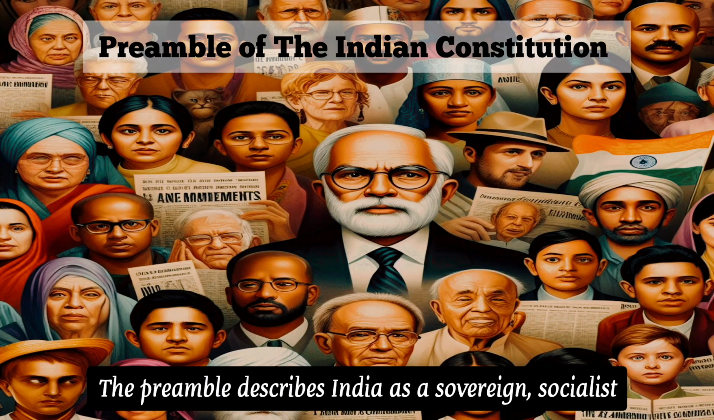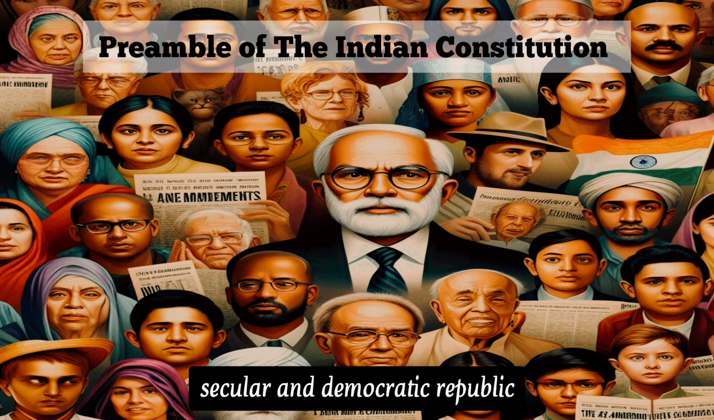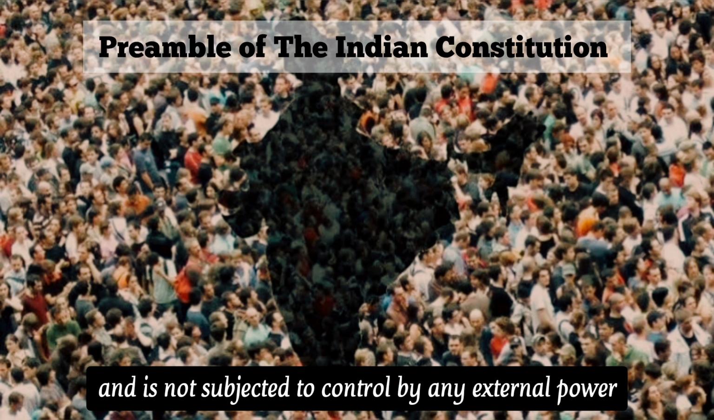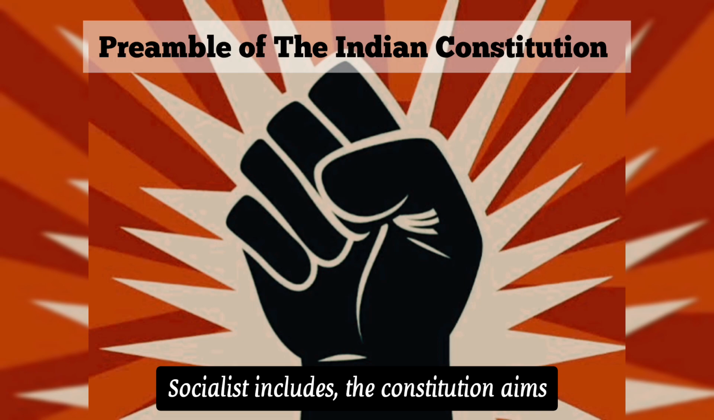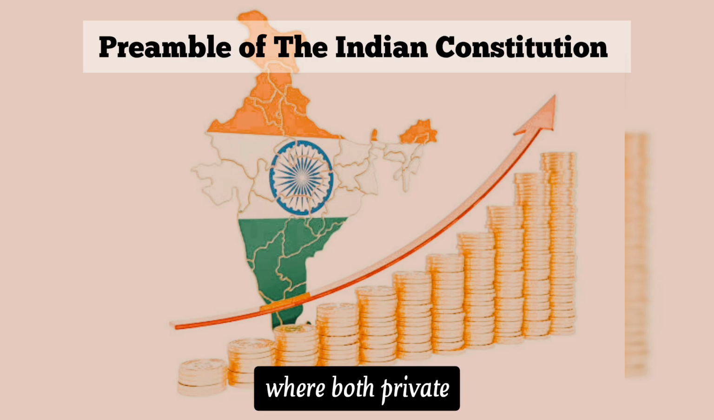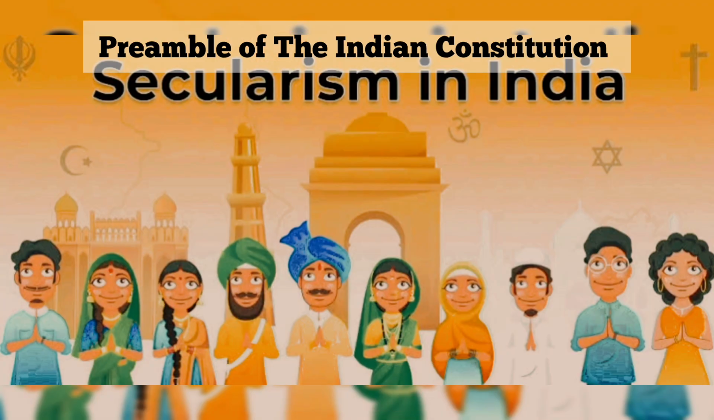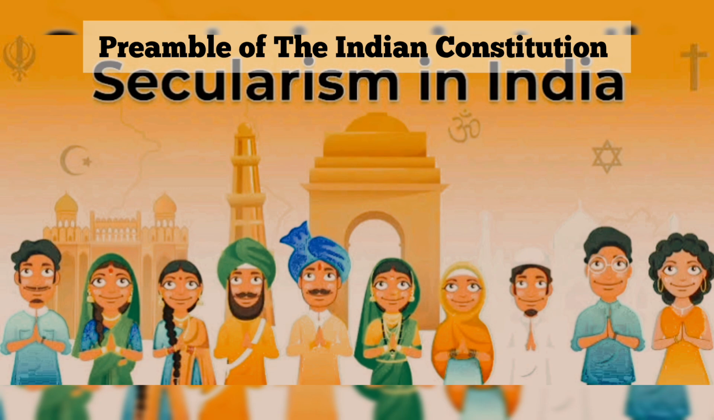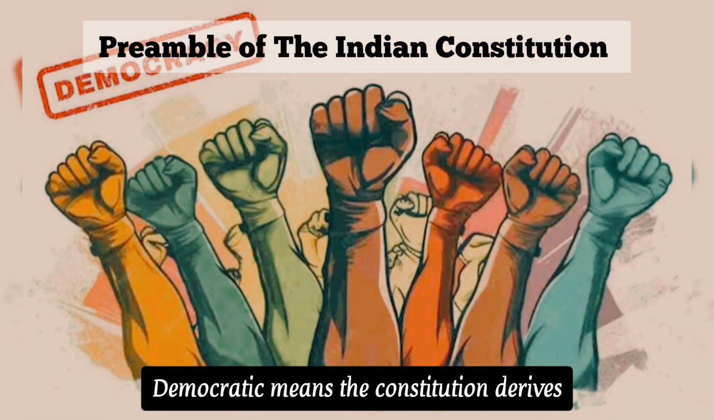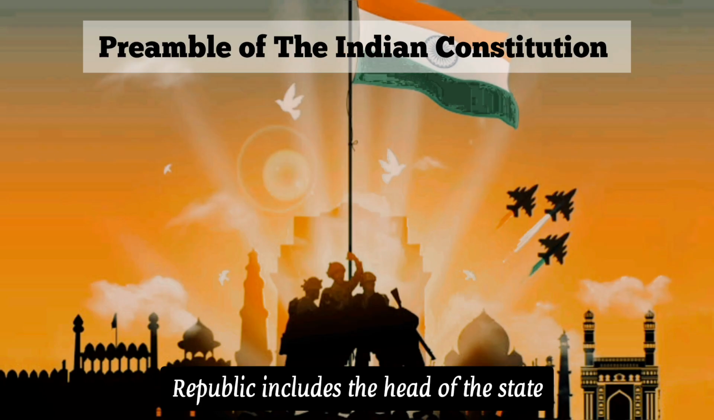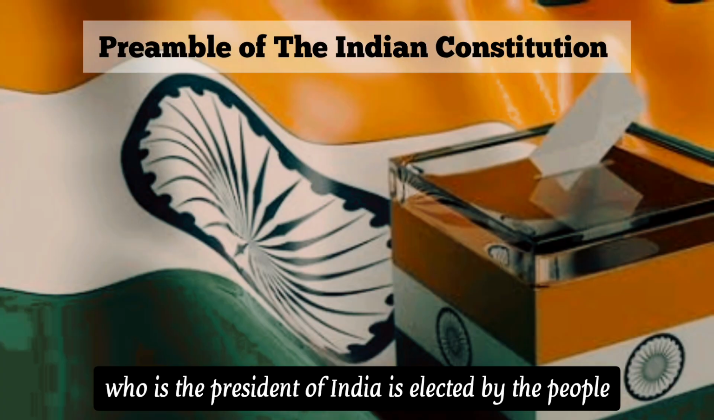The Preamble describes India as a sovereign, socialist, secular and democratic republic. Sovereign means India has its own independent authority and is not subject to control by any external power. Socialist means the Constitution aims to achieve socialist ends through democratic means, promoting a mixed economy where both private and public sectors coexist. Secular means all religions receive equal respect, protection and support from the state. Democratic means the Constitution derives its authority from the will of the people expressed through elections. Republic means the head of the state, who is the President of India, is elected by the people.